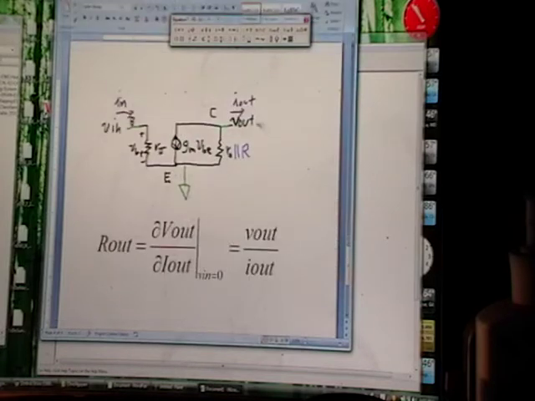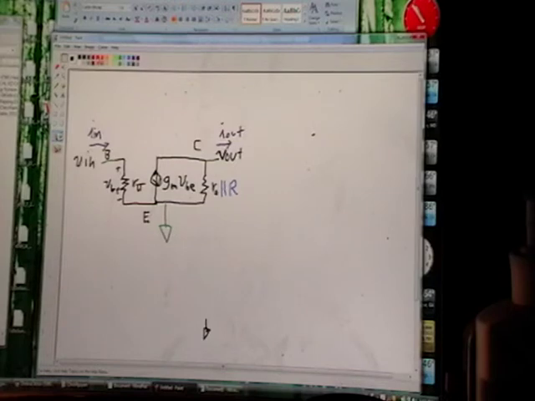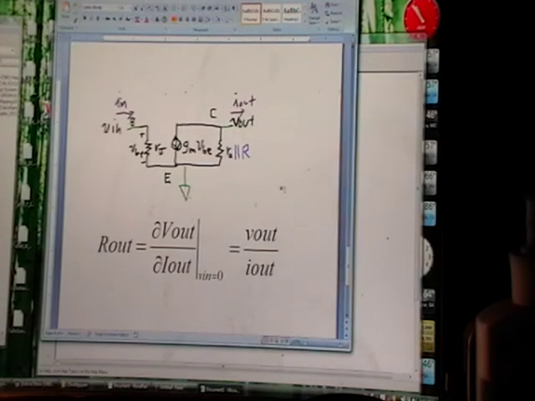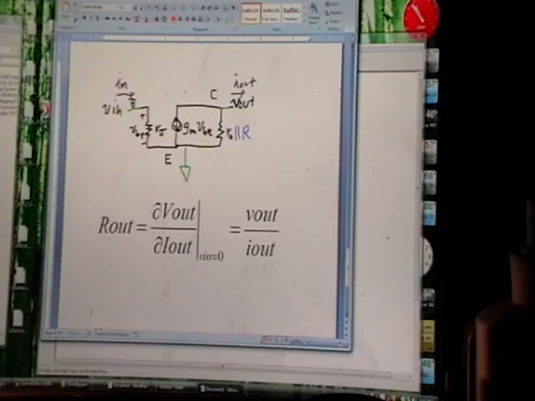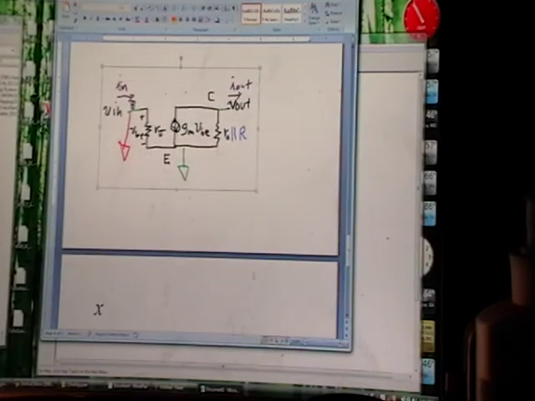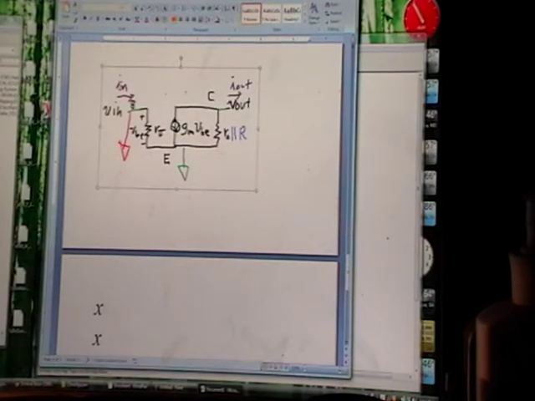Okay, so let's see. If we set V in equal to 0, that means you're grounding it. Okay, now since you grounded it, let's see, what's VBE? The base voltage is 0, the emitter voltage is 0, so the voltage across here is 0. So VBE equals 0.